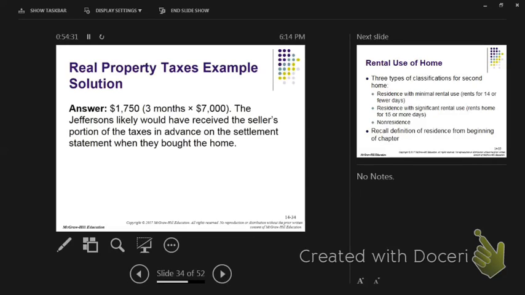So let me show you something here, in case you've never done this. This is in your book. It's in chapter 14, but it's the appendix of chapter 14. And so this is what a settlement statement looks like. And I'm going to blow it up just a little bit. There we go. And it might be a little hard to see.